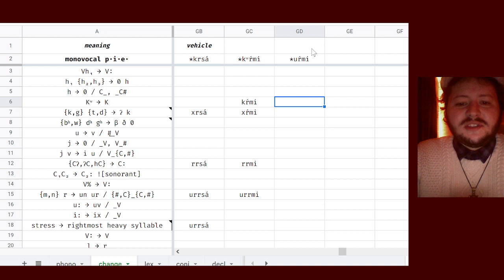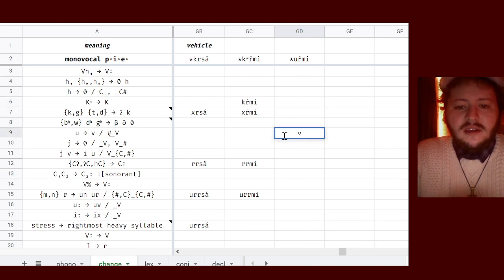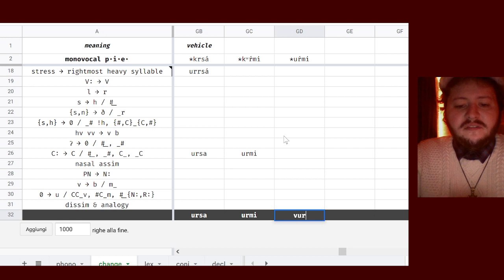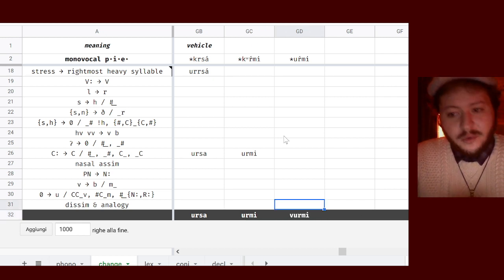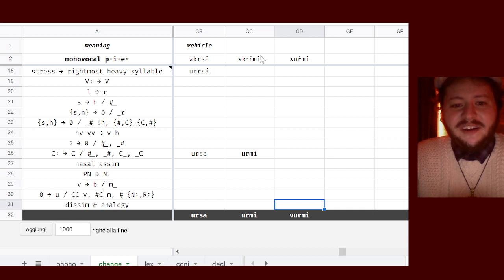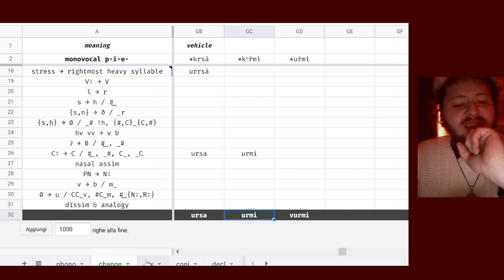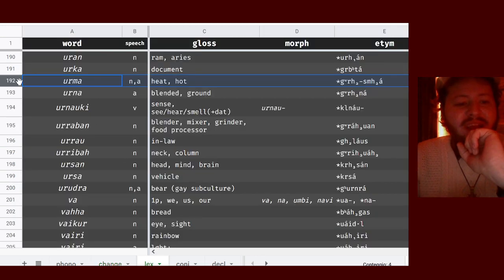Now, if it comes straight from urmi, what happens is this becomes, per this rule, a vermi, and it becomes vormi. And I don't think anything happens after that. So basically the question is, do I want a V in this word or not? Do I want it to be urmi or vurmi? Which one do I like better? I can't actually decide. I'm leaning towards urmi just because it gives me that like heat dragon thing.